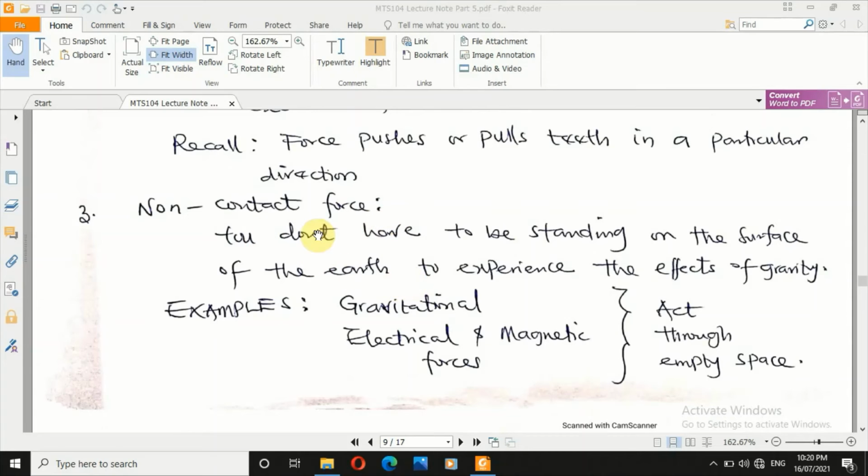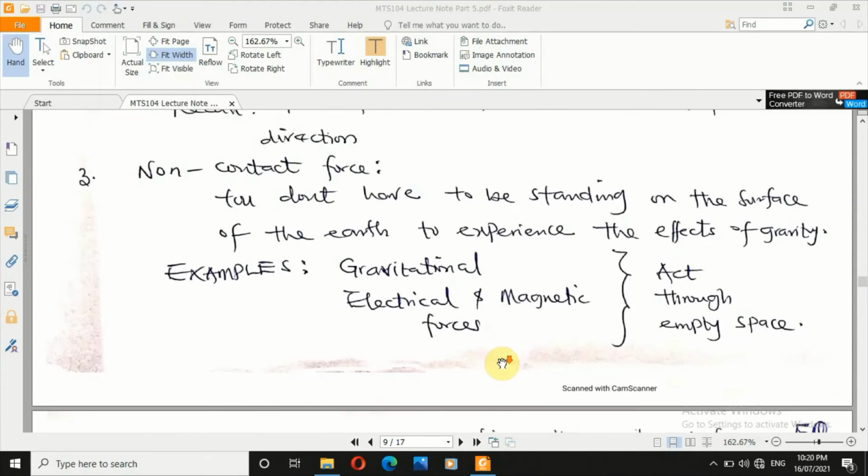So, non-contact force. You don't have to be standing on the surface of the earth to experience the effect of gravity. As I'm teaching you now, I could feel the effect of gravity on me. That does not mean I need to stay, it's not a must. But you can feel that the force is there. So if I can experience that force and there's no contact, we call that one non-contact force. An example is gravitational. Even magnets, if you've seen magnets before, you turn the back of both of the magnets together, you see that two magnets may not touch each other, and there is a way they exert a kind of force on one another. That's what is referred to as non-contact force.